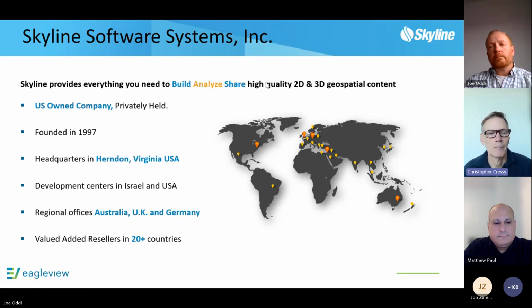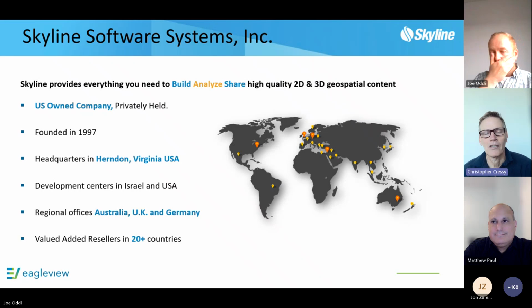Skyline is over 20 years old now. We're a U.S. company headquartered in Herndon, Virginia. We have offices and sales all around the world, including our development office in Israel. So a lot of times we've been developing products and services and data products that you may have seen but may not have attributed to us.